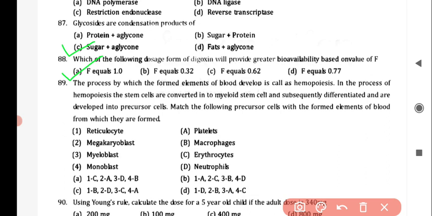First is reticulocyte. So it correctly matches with option number C, that is erythrocytes. For megakaryoblast, it correctly matches with option number 1, that is platelets. For myeloblasts, it correctly matches with neutrophils, and for monoblast, it correctly matches with option B, macrophages. So option A is correct for this question.